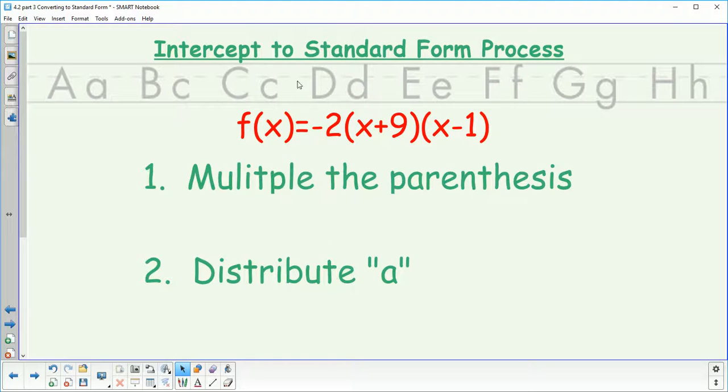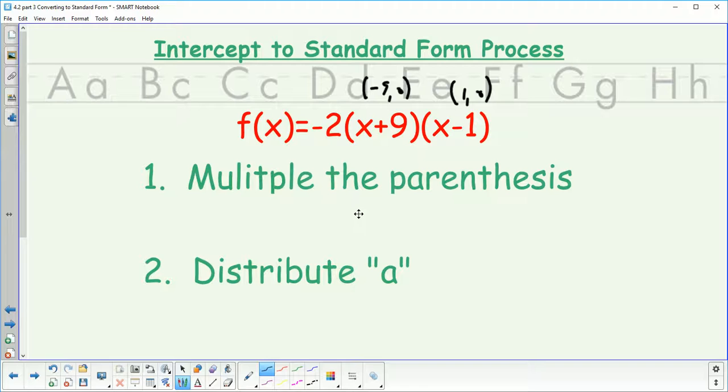An example of what that would look like is when we have f of x equals negative 2, x plus 9, and x minus 1. So you don't have to do this, but remember this would tell you that your x-intercepts are (-9, 0) and (1, 0). And then we had that whole process about how we could figure out the vertex and the y-intercept and then plot all those points and graph them. That's not what we're doing today.